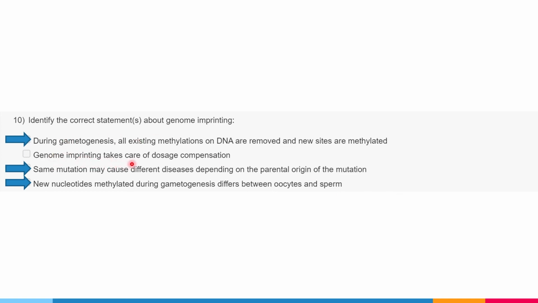Someone also said that B is correct. Genome imprinting takes care of dosage compensation, but dosage compensation is not entirely handled by genome imprinting. So, would someone like to tell me how exactly dosage compensation is handled in the embryo?